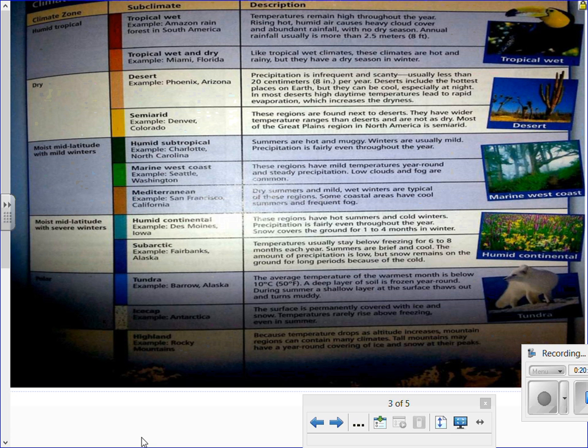Marine West Coast, because you have summers that are hot and muggy, and you have these regions with mild temperatures, dry summers, and wet winters. That's possible. Could we possibly, you said rainy and sunny? Could we possibly say tropical wet as well? Possibility. Okay, well, I'm going to Joshua's group.